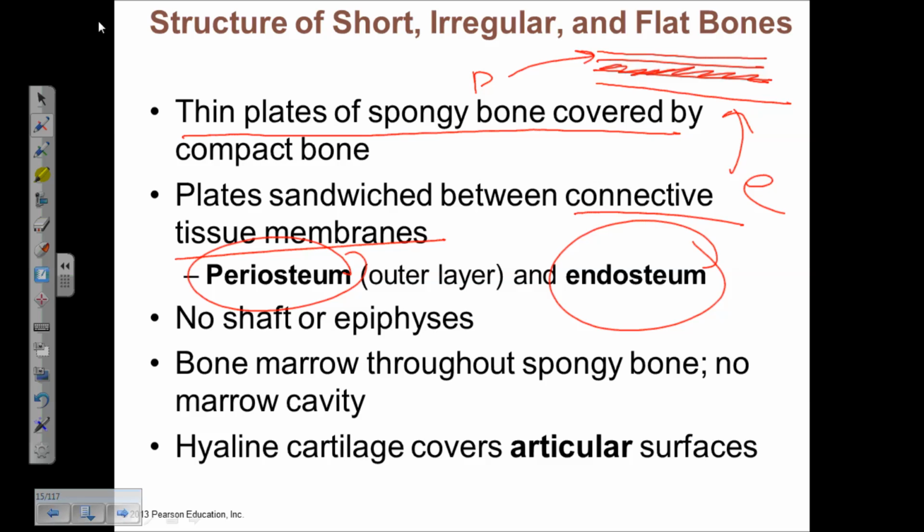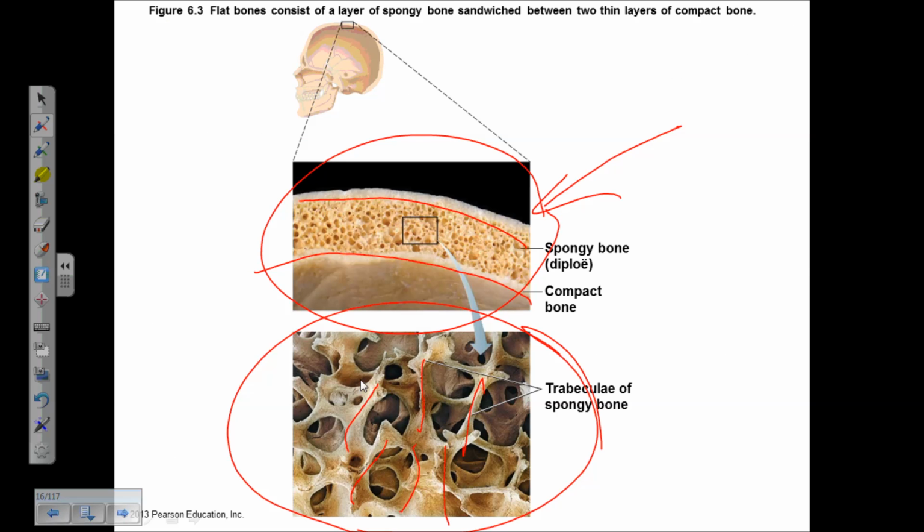Inside of the spongy bone, you will find bone marrow. What's important is that in a flat bone like this, you will not find a bone marrow cavity. You will find a bone marrow cavity in a long bone like that, inside, right? But no bone marrow cavity in the flat or irregular or short bone. Bone marrow fills the intertrabecular spaces of the spongy bone. Does it make sense? Bone marrow. Okay?